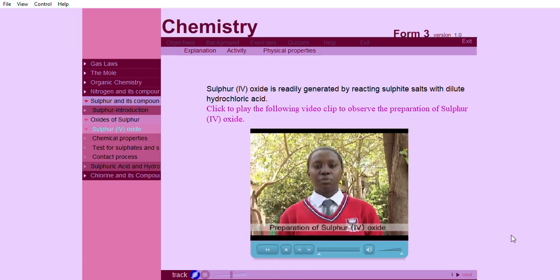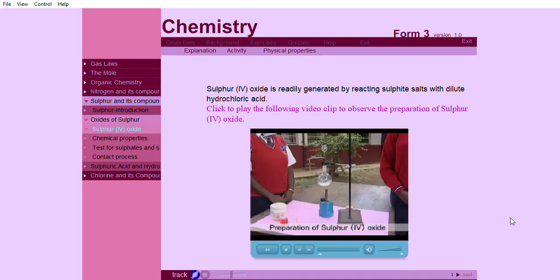It is either prepared in a fume chamber or in open air. This is because sulfur 4 oxide is poisonous. The following is the setup in preparation of sulfur 4 oxide.